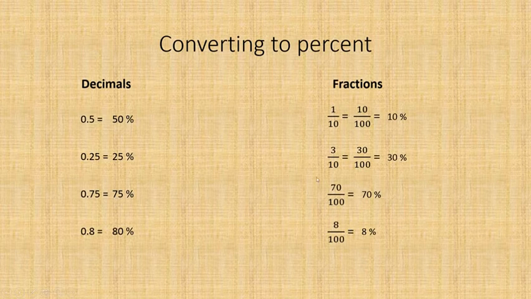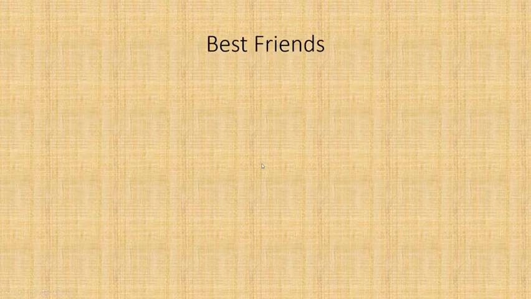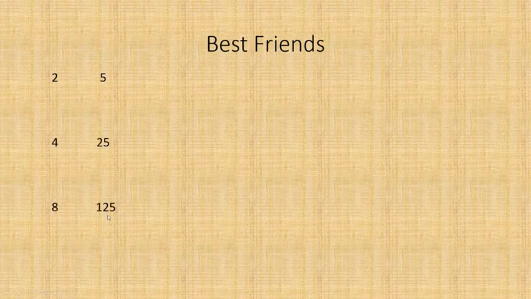Okay, so guys, I know that there is a question in your mind. What if the fraction denominator is not 10 or 100? What are we going to do? Okay, let's go to best friends. Best friends is the key to solving the percentage in this way. So, guys, you know that because I'm a math teacher, I can deal with numbers. I have here 2, and when I asked the 2, what's your best friend? It told me it's 5. If you remember, I told you this story before. And when I asked the 4, it told me it's 25. And when I asked the 8, it was 125.